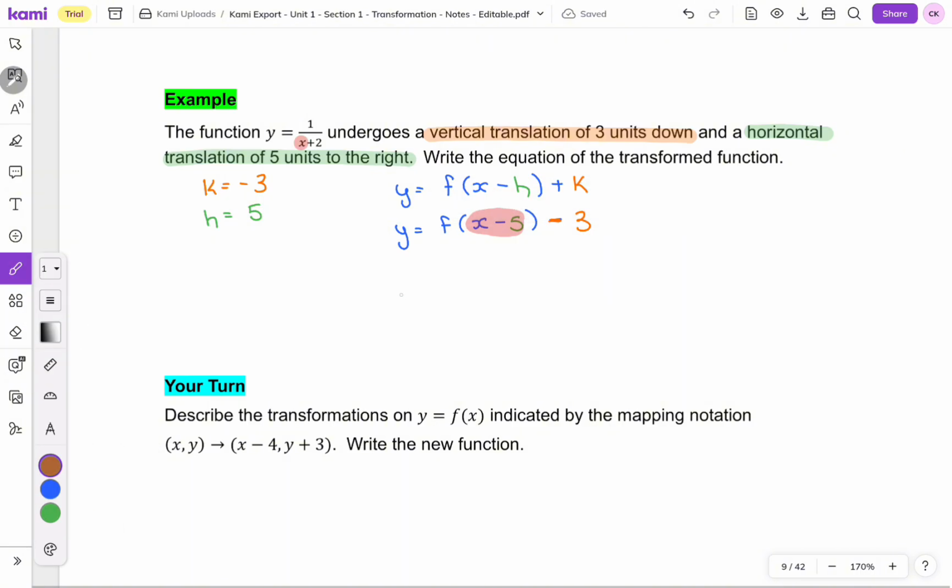So what that's going to look like is now y equals 1 over, we're replacing x with x minus 5. The original function still had a plus 2. And then we are, of course, taking our k away outside our function. Now we can simplify this. 1 over, well, a -5 plus 2. Because there's nothing being multiplied into the brackets, we can just combine like terms. So we're going to have x minus 3, minus 3. It's going to be our transformed function.